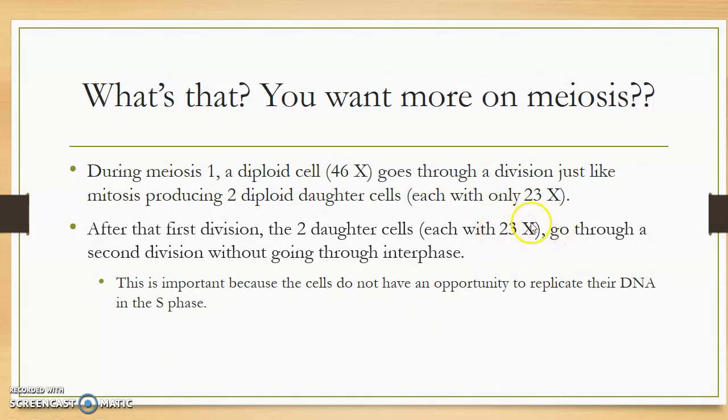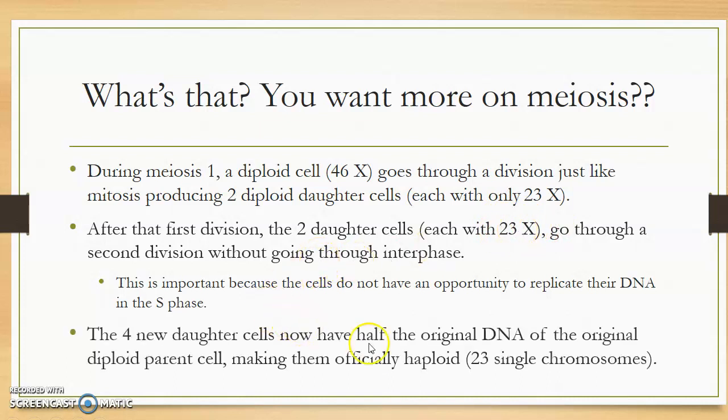So now those 23 X's are going to get divided up, and you're going to end up with 4 new cells, and each of those new cells is only going to have a single chromosome. So you're going to have 23 single chromosomes. So in that first division, you're going to end up with 46 becoming 23 X's, but those X's are still going to have that same DNA in there. And then you're going to end up splitting it again without doubling the DNA. And what you end up with is haploid, which means that there are 23 single chromosomes in those new cells. And they're genetically different from the original cell.